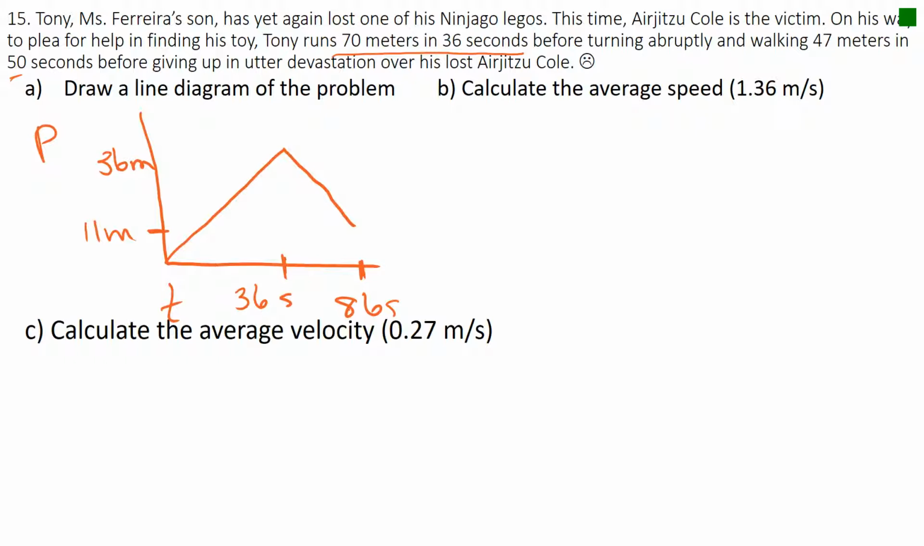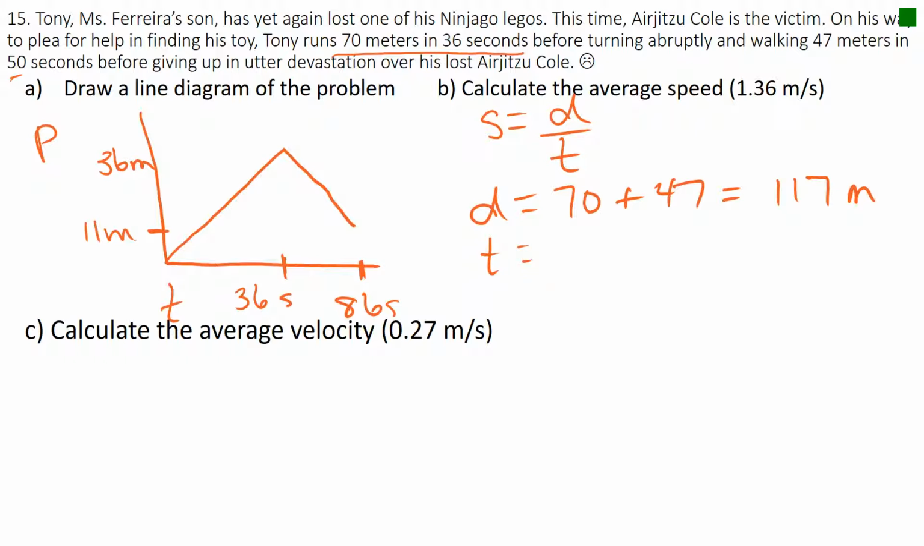Okay, so let's calculate the average speed. So S is equal to D over T, the total distance over the total time. So his total distance is 70 plus 47, which is going to give us 117 meters. Our total time is going to be the 36 seconds plus the 50 seconds, which is going to give us 86 seconds.